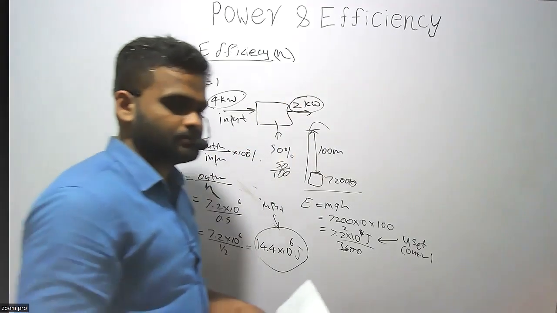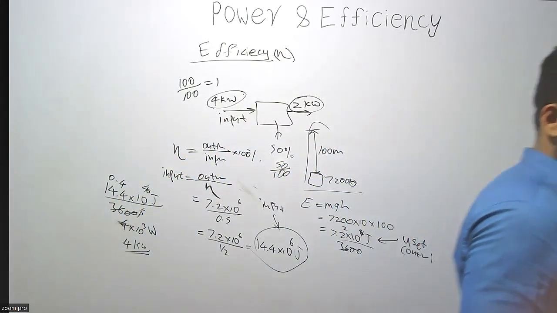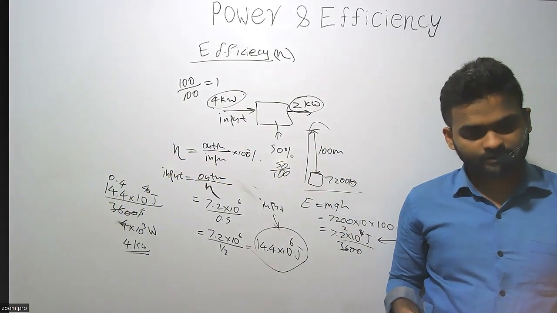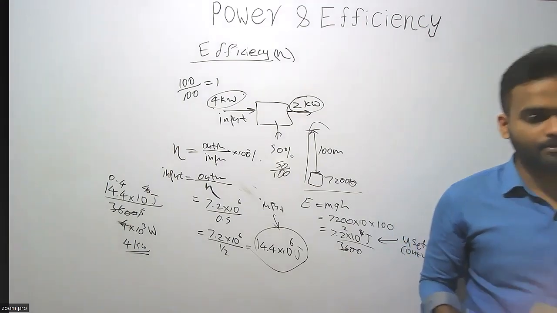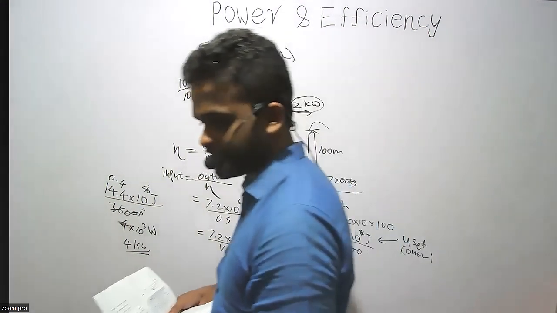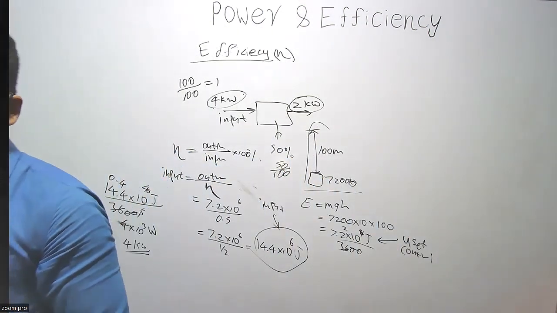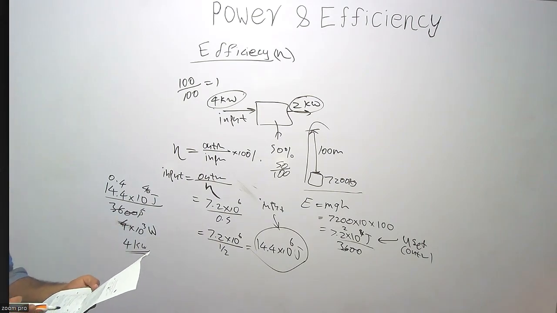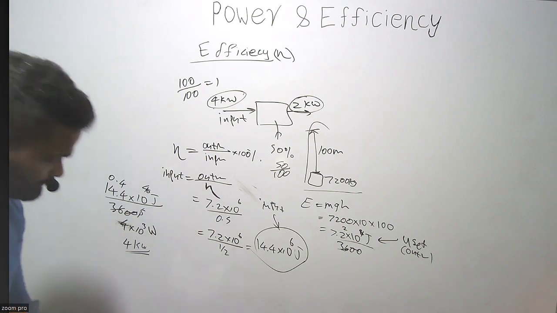In almost all machines, there's always a waste. There's no machine that can provide 100% efficiency, right? You can assume a theoretical one, but practically any machine's efficiency is always less than 100%, right? So the answer is the third one for the 8th question. Take it down.